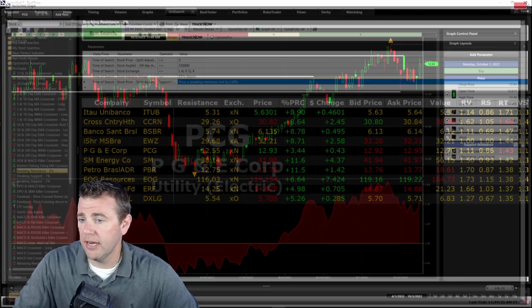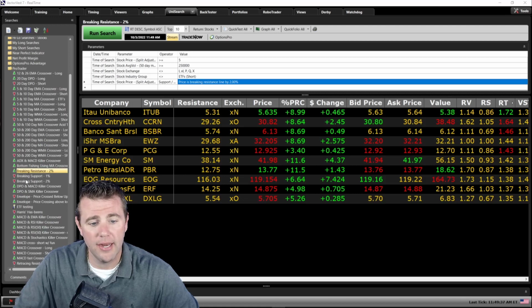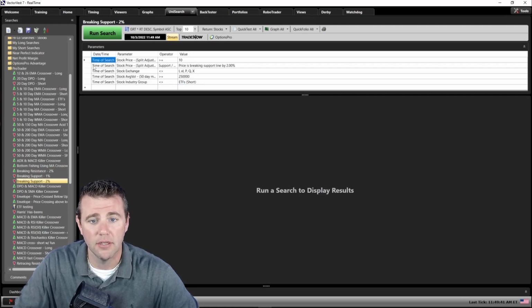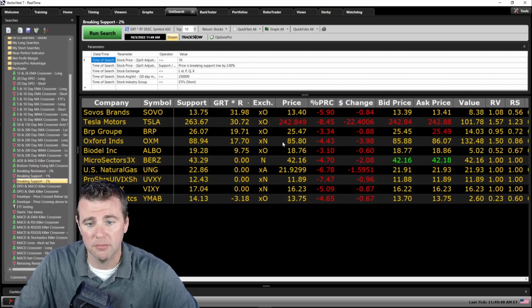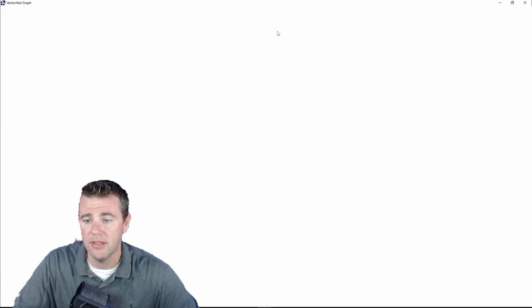And so if we get out of here, taking a look at the opposite side, let's go ahead and take a look at breaking support by 2%, let's say. So we'll go ahead and run the scan. Let's see if any stocks come up here today for this one. We do have some equities to take a look at, so we'll go ahead and graph these.